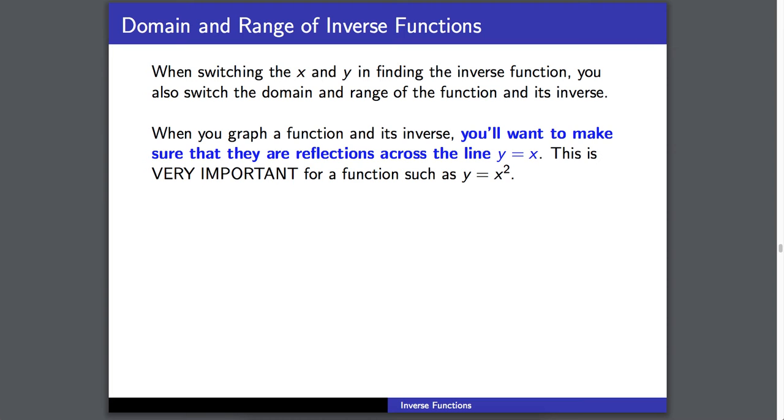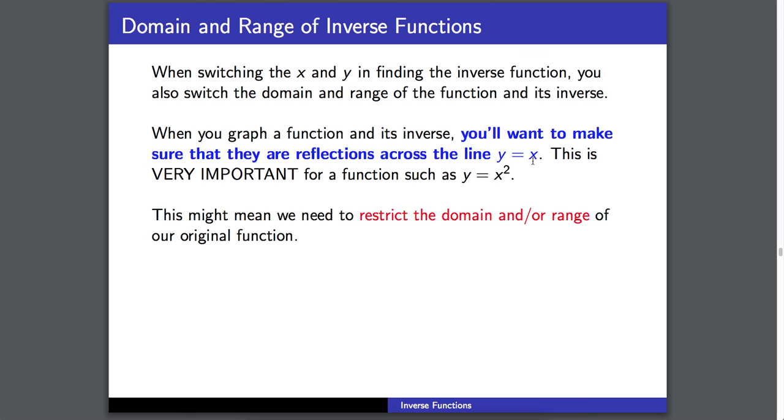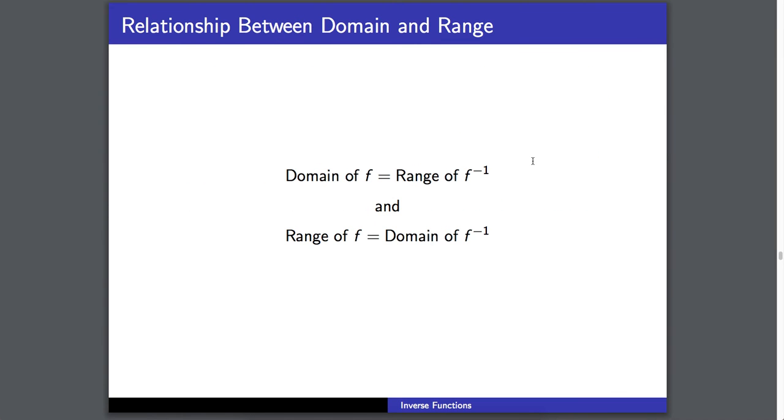And this is very important for a function like y equals x squared, and we'll see a similar example to this in this video, where we're going to have to not graph the entire graph of y equals x squared, but only a part of it, so it's a reflection of its inverse over this y equals x line. So again, we might have to restrict the domain and/or range of our original function. So we'll see that in this video.